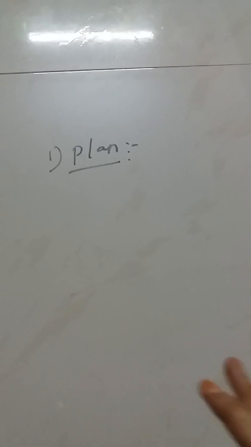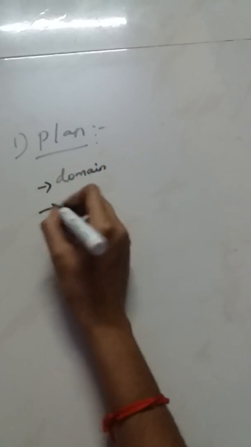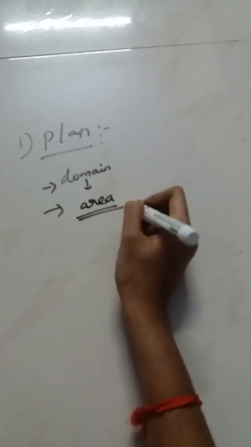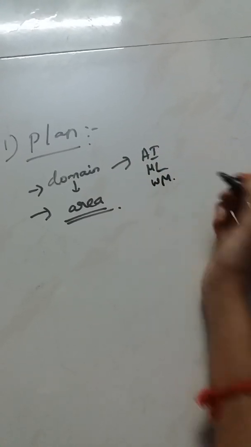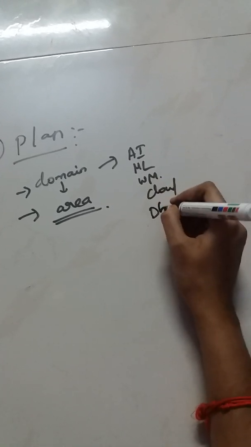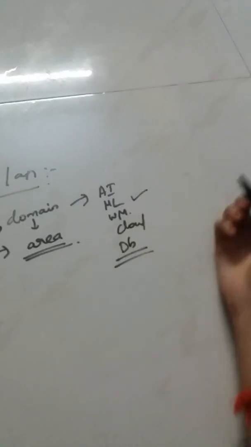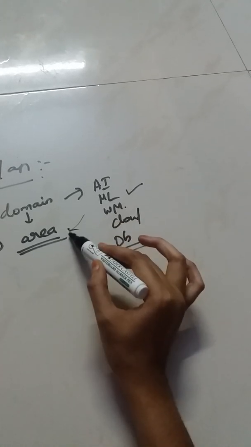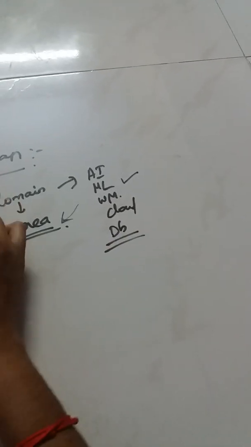etc. So the planning phase normally deals with what kind of domain you are going to choose and what is the area in the domain you are going to opt for developing a project. In the domain you can opt for AI, ML, web mining, cloud, database. You can choose your domain from these. If you choose machine learning as your domain, then you choose an area to solve, like travel, health, etc. So this would be the planning phase.